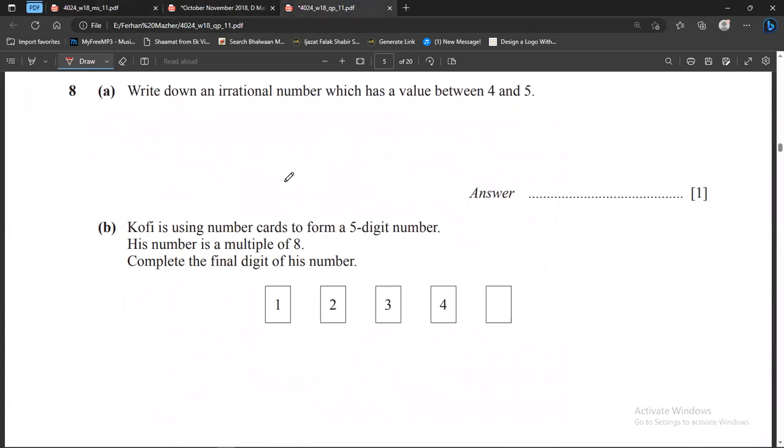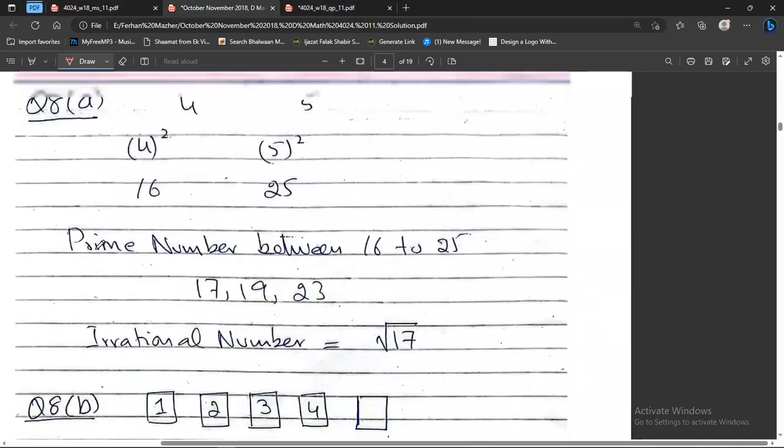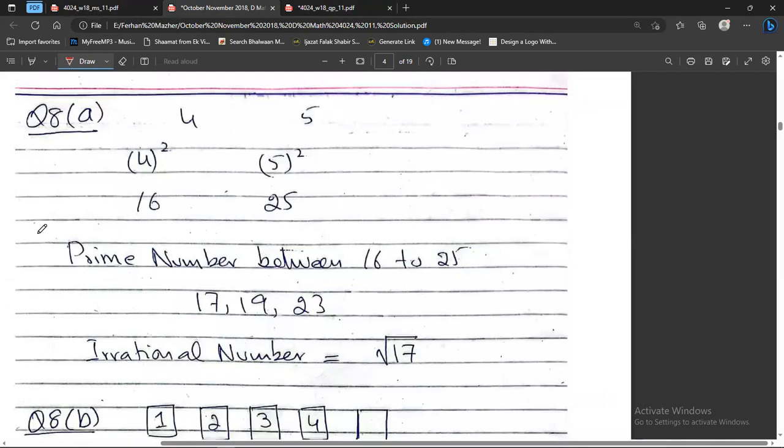He says write down an irrational number which has a value between 4 and 5. The method is very simple. If you want to find out an irrational number between 4 and 5, the method is you square the 4, that is 16, you square the 5, that is 25. Then between 16 and 25, find a prime number. The prime numbers between 16 to 25 are 17, 19, and 23.